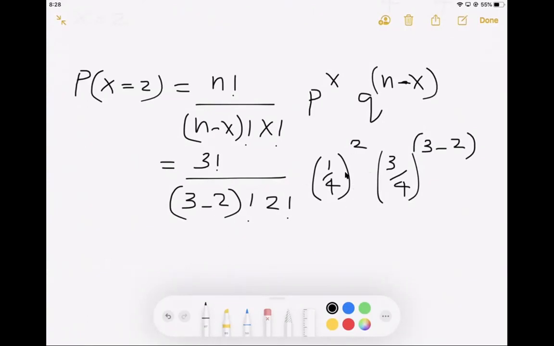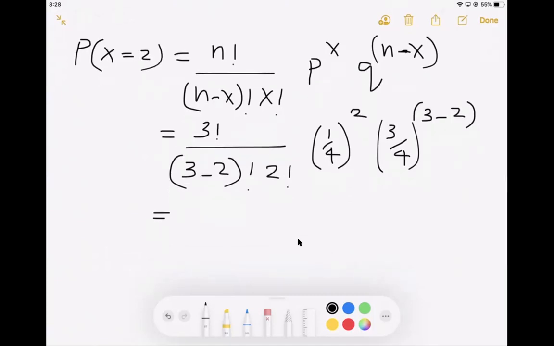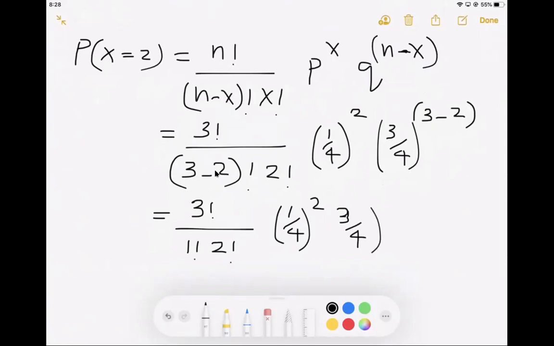Now you can calculate this value using your calculator, but I will show you how to do this. Okay, here it's 3 factorial, 3 minus 2 is 1 factorial, then 2 factorial, rest will be the same. 3 minus 2 is 1, which means here it's 1 factorial, so you don't need to write 1.